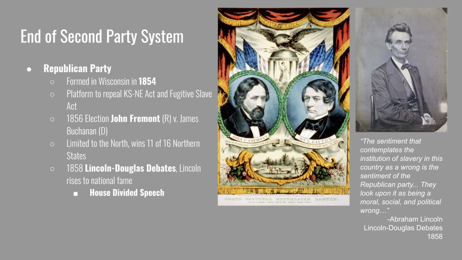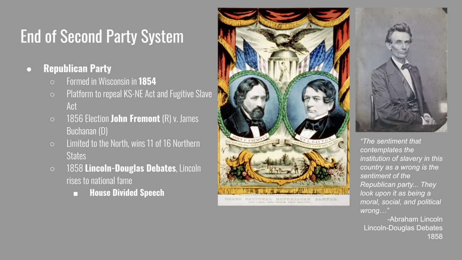John Fremont, another general from the Mexican-American War, is chosen as their presidential candidate in 1856. He receives about a third of the popular vote, which is really good for a brand new party that's only been around for 2 years. But it is limited to the North. It is a purely sectional party. They win 11 of the 16 northern states, and in 1856 they realized that given that the northern states have a larger population, if a Republican candidate were able to win all of the northern states, then they would have a real shot at winning the presidency.